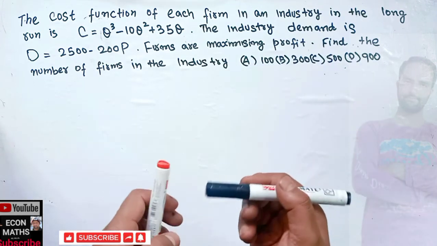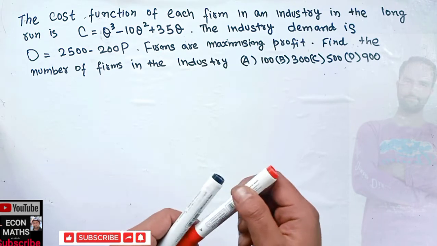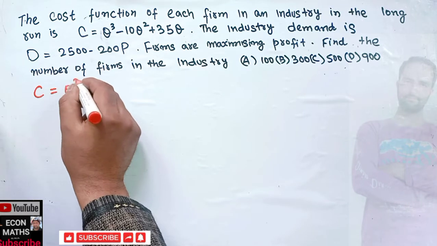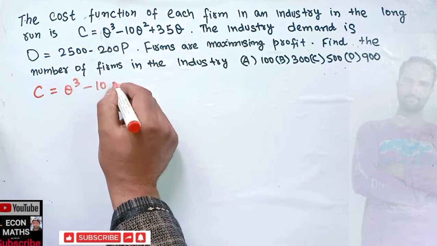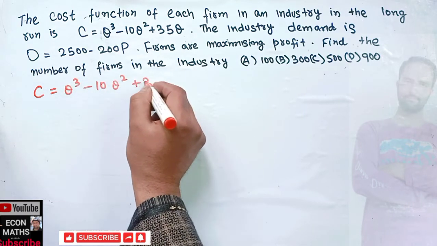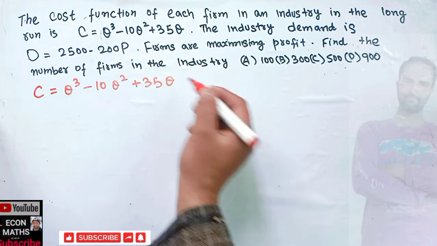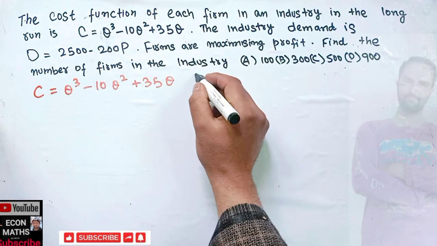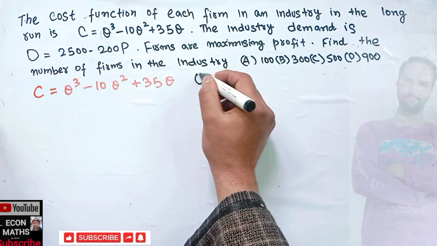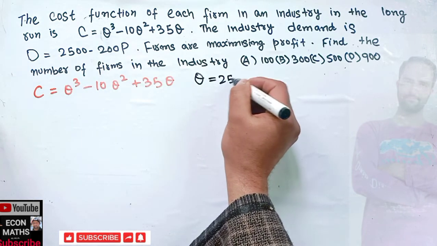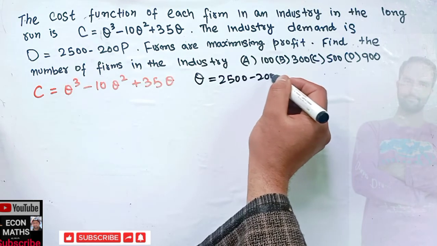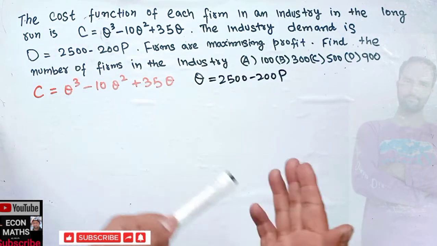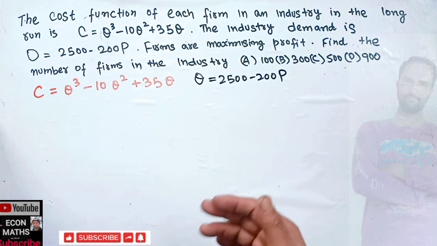Okay, so we need to find out the number of firms in the industry. We are given the cost function as C = Q^3 - 10Q^2 + 35Q. This is our total cost function. Also, the market demand function is given as D, so in place of D, I can write Q = 2500 - 200P. This is our market demand function. This is our total cost function. We need to find the number of firms in the industry.